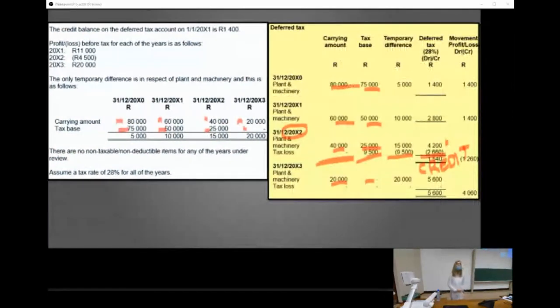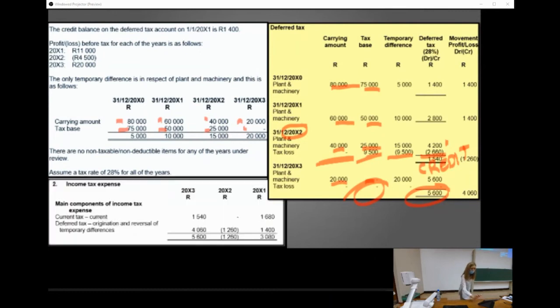So when we do our deferred tax calc at the end of year 3, we don't have a tax loss anymore because we've used it all in X3's current tax calculation. Can you see that? So therefore, a 0 tax base for tax loss at the end of X3. Therefore, my deferred tax is going to just be from my taxable temporary differences from my plant and machinery.